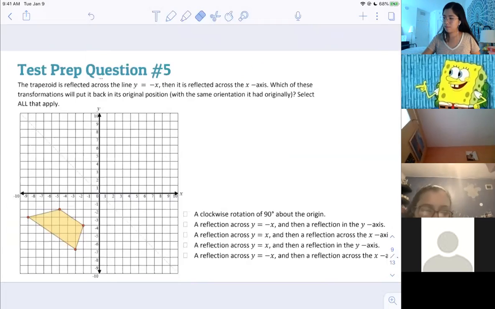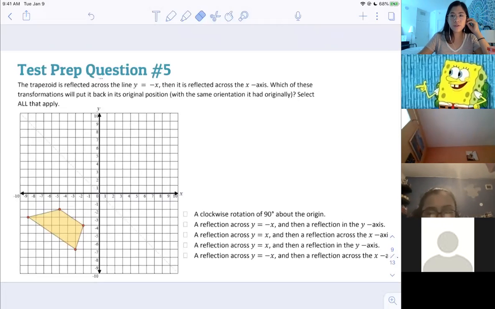The trapezoid is reflected across the line y equals negative x. Then it is reflected across the x-axis. Which of these transformations will put it back in its original position with the same orientation it had originally? Select all that apply. Perfect. So this one's really tricky because it makes you do two transformations, and then you have to do one more to figure out how to get it back to where it started.